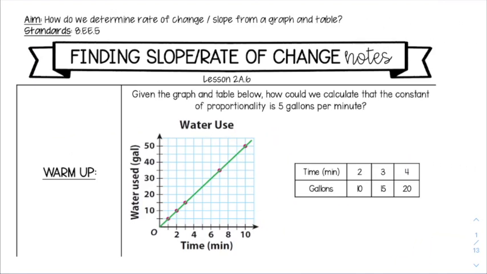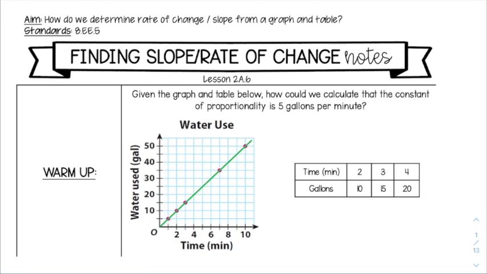Let's get to it. Okay, so welcome back. Today we are working on lesson number 6 in Unit 2, our proportional relationship unit. So today we're going to be learning about rate of change and slope. Our aim is how do we determine rate of change and slope from a graph and a table.